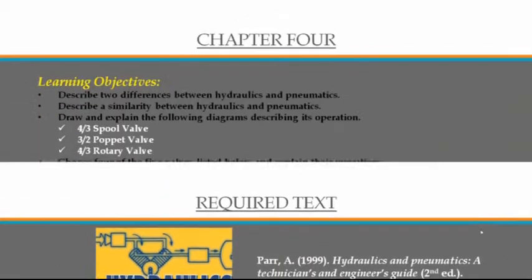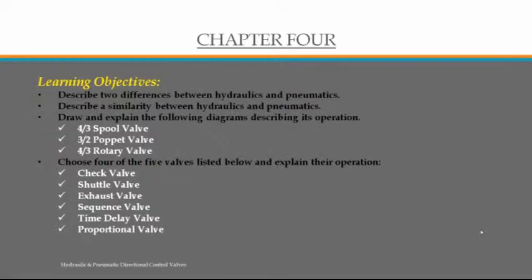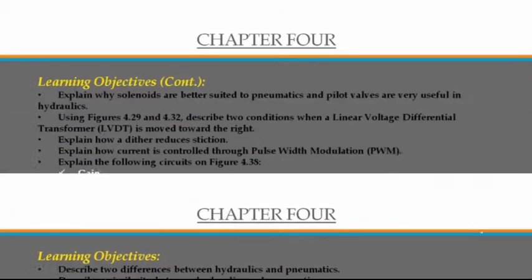2nd edition. The learning objectives of this lesson plan are to describe two differences between hydraulics and pneumatics, describe a similarity between hydraulics and pneumatics, draw and explain the following diagrams describing its operation: 4-3 spool valve, 3-2 poppet valve, 4-3 rotary valve. Choose 4 of the 5 valves listed below and explain their operation: check valve, shuttle valve, exhaust valve, sequence valve, time delay valve, proportional valve.